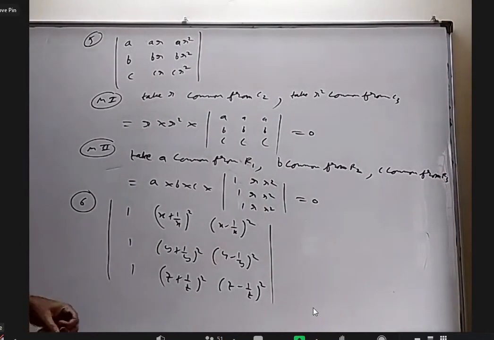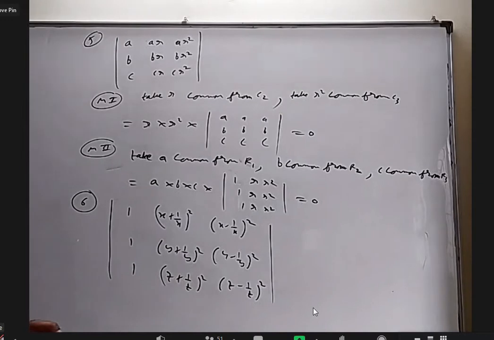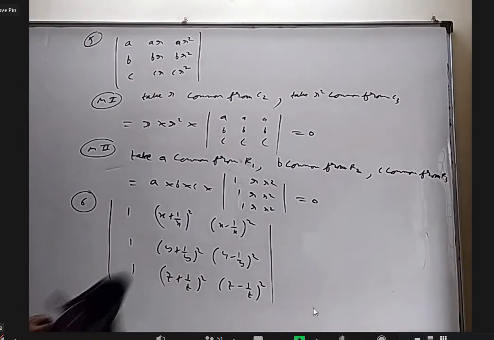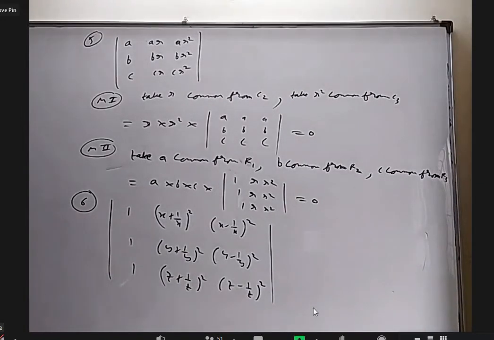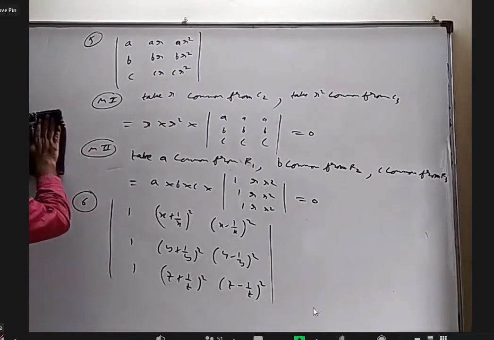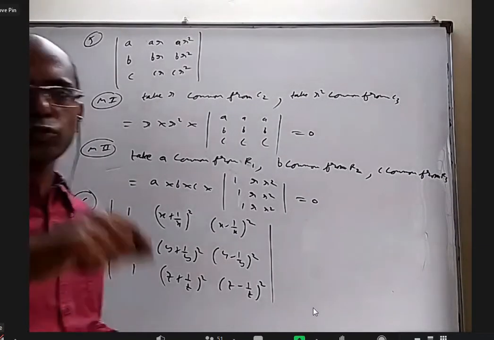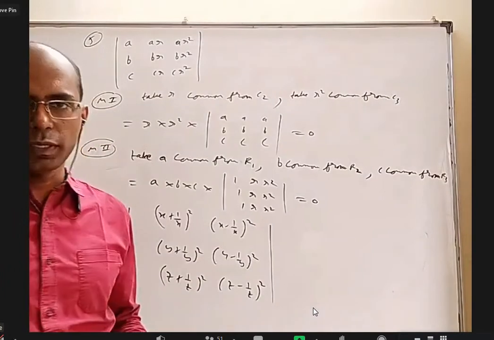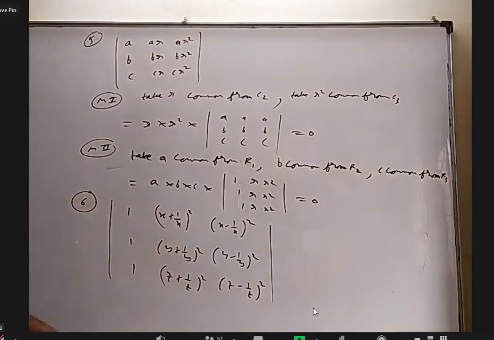We can take column 3 as C3 minus C2. The main thing is that you have to use (a plus b) whole square minus (a minus b) whole square is 4ab. All of you know that, right?